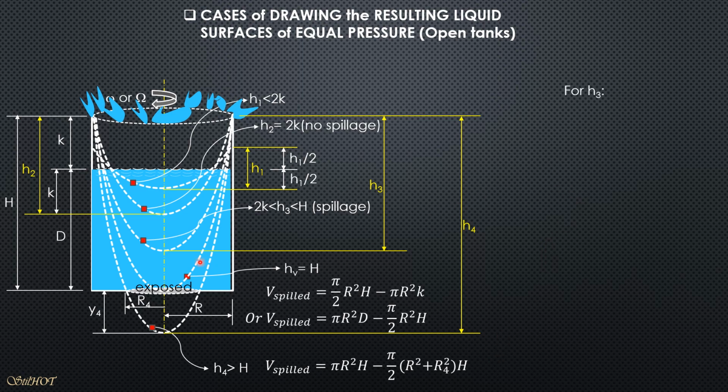Now for the case of H3, the volume spilled is the final volume of air minus the original volume of air. The final volume of air is a single base paraboloid, pi over 2 R square times H3, minus the original volume of air, pi R square K, represented by this right circular cylinder. So that's the equation that we can establish for this case.